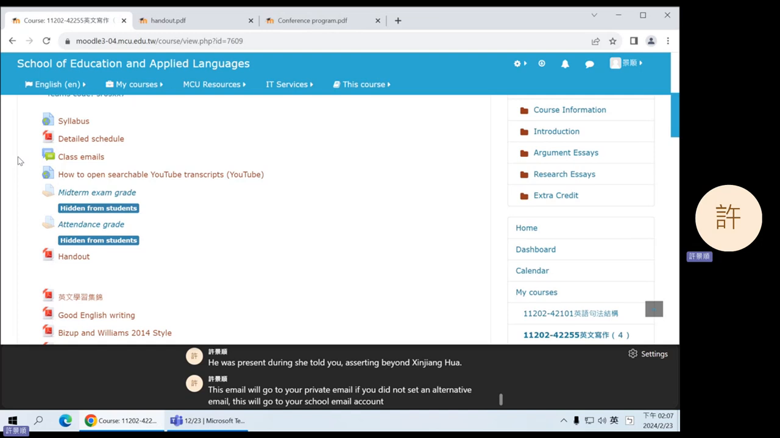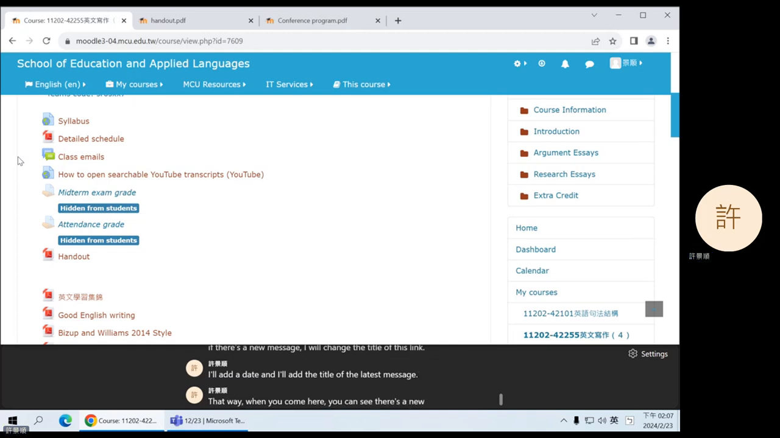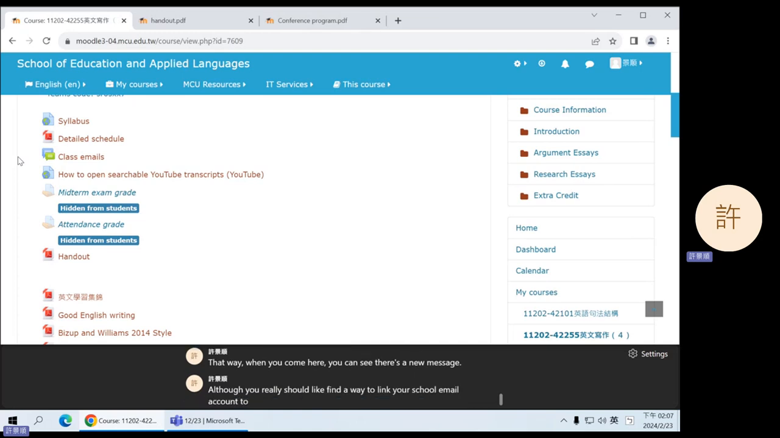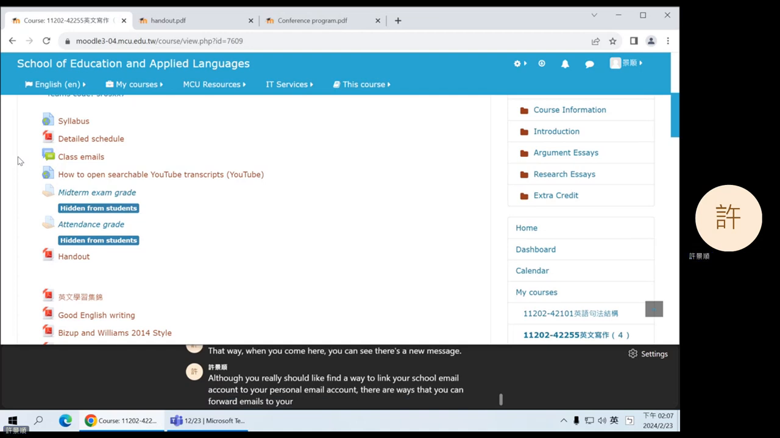I know not everybody checks their school email account every day. So if there's a new message, I will change the title of this link. I'll add a date and I'll add the title of the latest message. That way, when you come here, you can see there's a new message. Although you really should find a way to link your school email account to your personal email account. There are ways that you can forward emails to yourself.